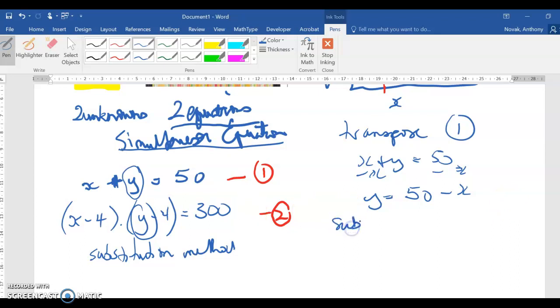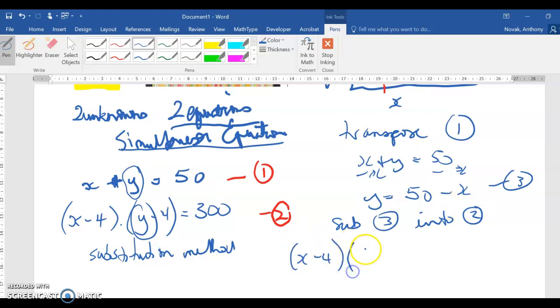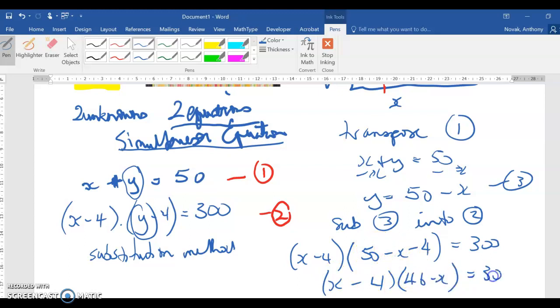Let's call that equation 3, and substitute equation 3 into equation 2. So we have x minus 4, we're replacing the y with 50 minus x, minus 4 equals 300. And let's simplify that second expression. So x minus 4 times 46 minus x equals 300. And by now you can recognize that what we have is a quadratic.